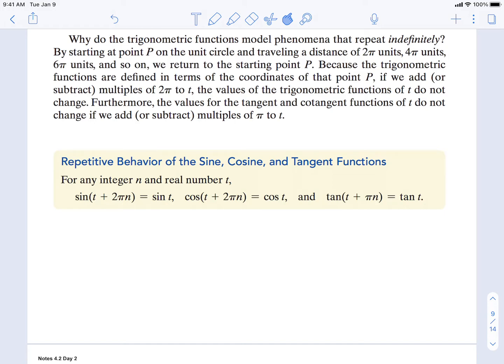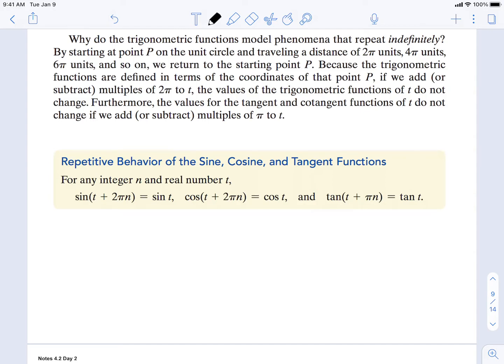All right, here is the continuation of the periodic behavior of the sine, cosine, and tangent function. So go ahead and pause if you need to read this more slowly on your first slide. Why do trigonometric functions model phenomena that repeat indefinitely?